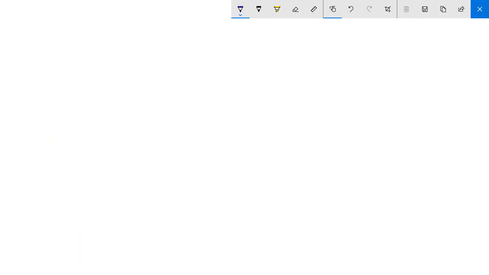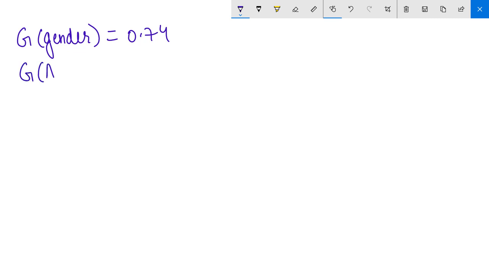So Gini index on the basis of gender, I'm getting as 0.74, and Gini index on the basis of age, I'm getting as 0.59. So guys, this is how you calculate your Gini index, and after calculating your Gini index, you just compare which one is greater, closer to 1, and whatever the value is, obviously you will take that.